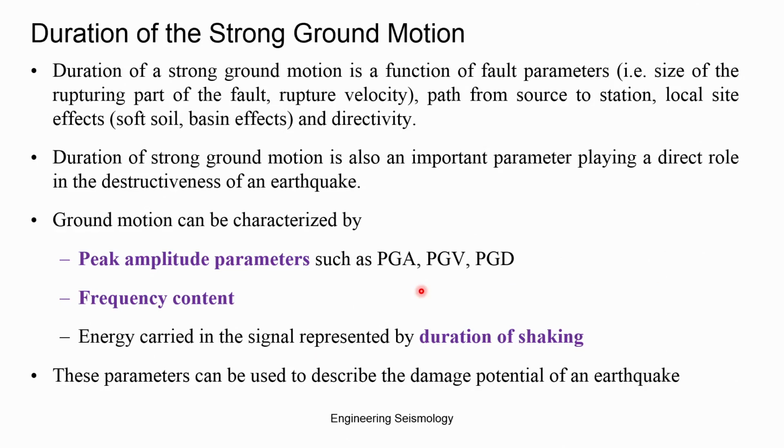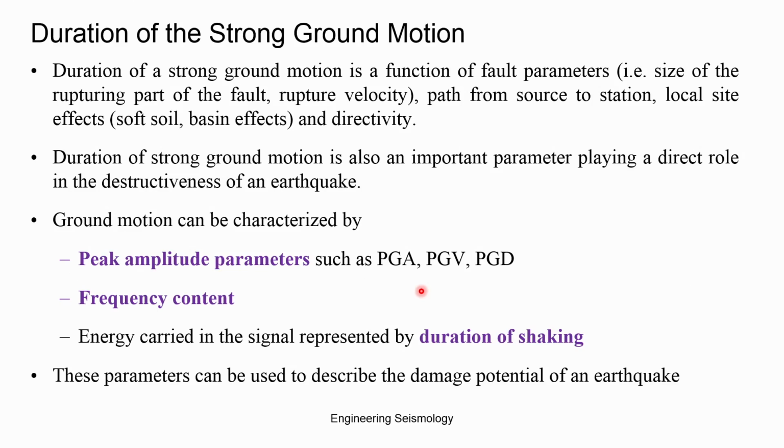Because as we have seen in sustained acceleration, the damage depends not only on amplitude, but also on how many times it repeats. That can be reflected in the form of period or duration. So, the duration of ground motion is a function of fault parameters, that is, the size of the rupturing part of the fault, rupture velocity, path of the source and local site. The duration of the strong motion is also an important parameter playing a direct role in the destructiveness of the earthquake.